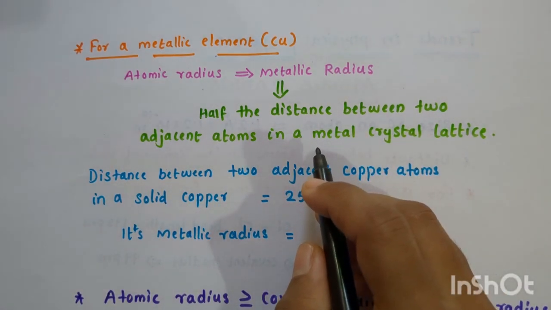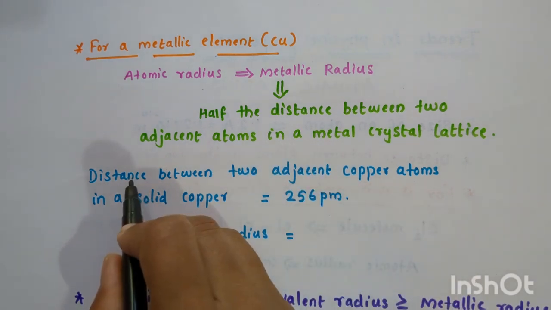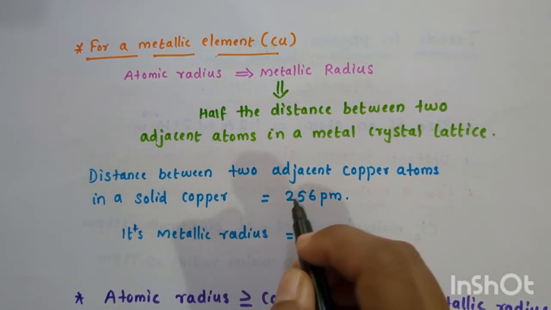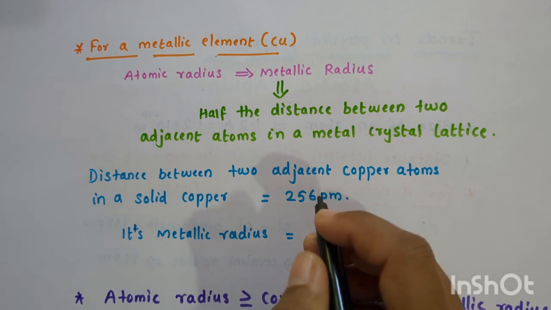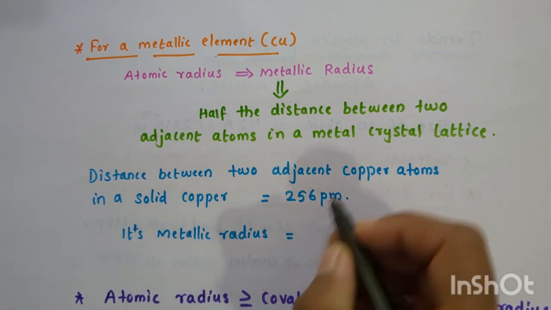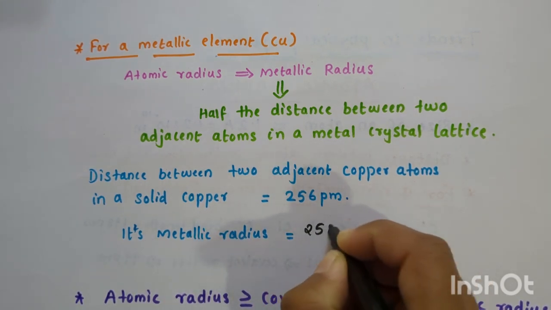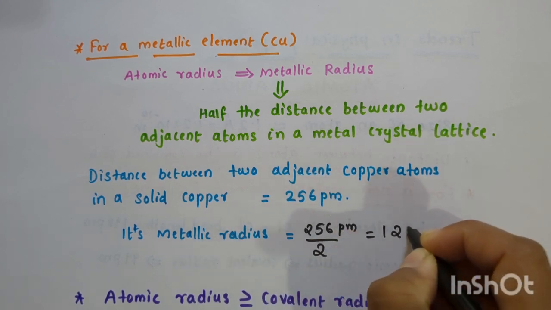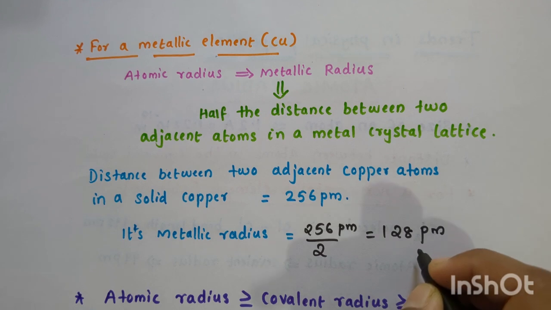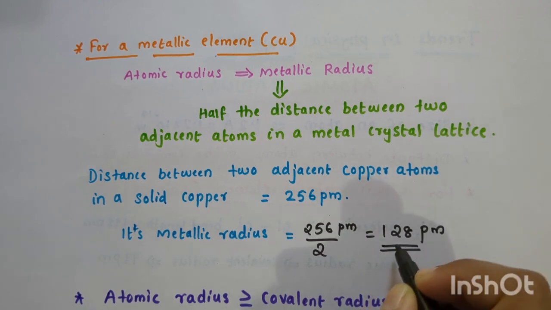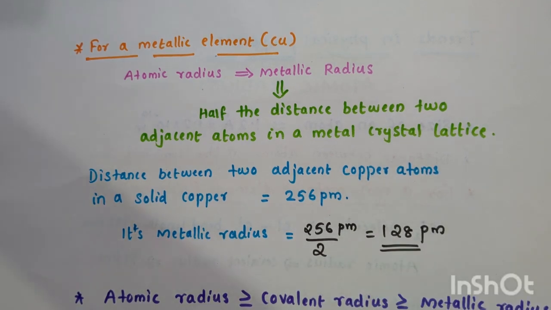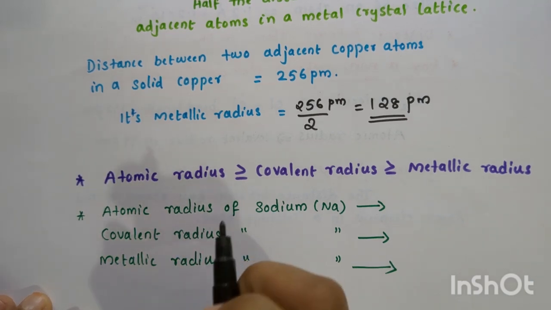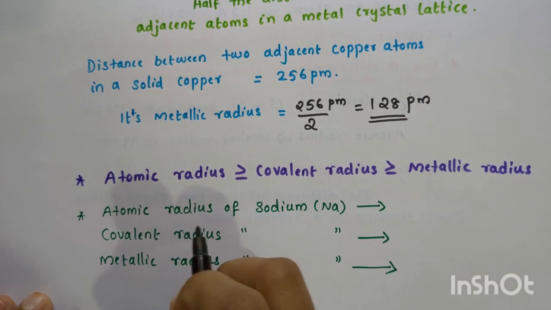For example, the distance between two adjacent copper atoms in solid copper is 256 picometer. So, its metallic radius will be half of this value, that is 256 picometer divided by 2, which is equal to 128 picometer. So, this is the metallic radius of copper. Metallic radius represents the size of an atom in a metallic bond.